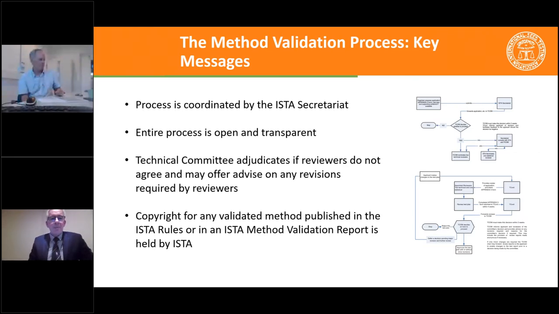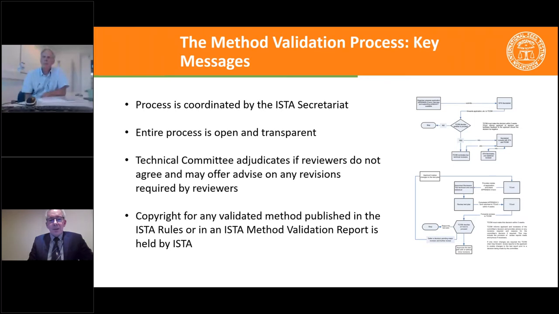If there are any issues in terms of the validation itself, then for example, the validation method proposal and the validation reports are reviewed by both technical and statistical reviewers, again to make sure that the proposed validation is robust before it begins, and also the validation report that comes out as a result of that validation is again reviewed by reviewers. If there are any disputes, the technical committee adjudicates.